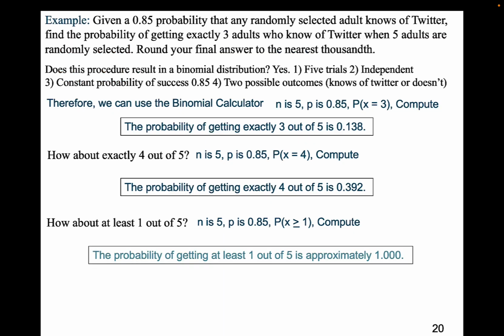Writing that out gives us the probability of getting at least 1 out of 5 is approximately 1.000. So that is an event considered certain to occur.